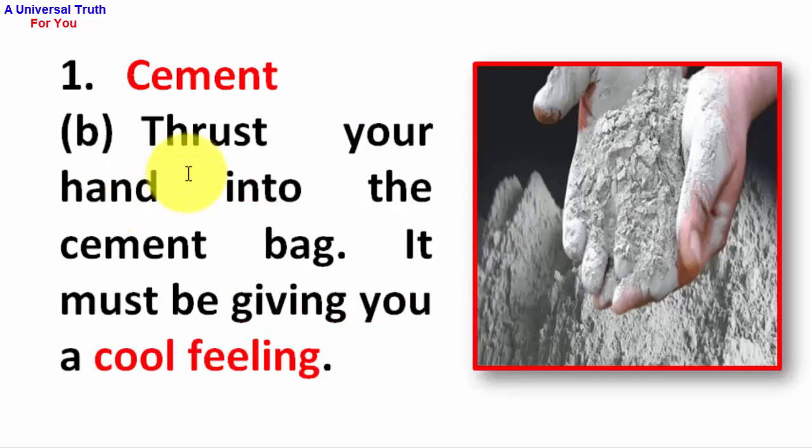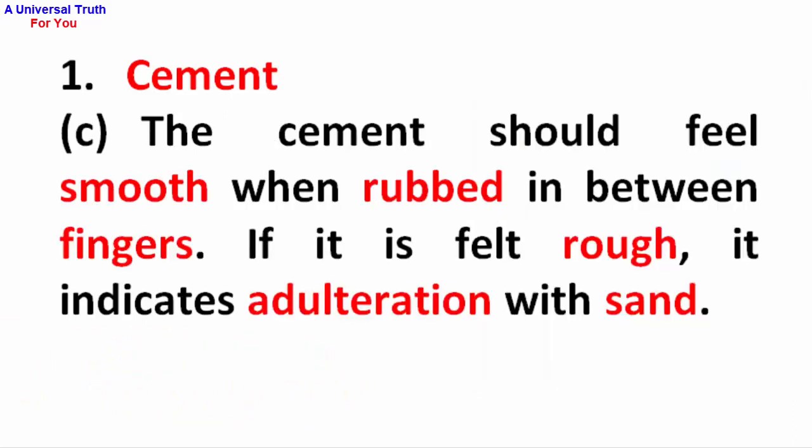B point, thrust your hand into the cement bag. It must give you a cool feeling. C point, the cement should feel smooth when rubbed between the fingers. If it feels rough, it indicates adulteration with sand.